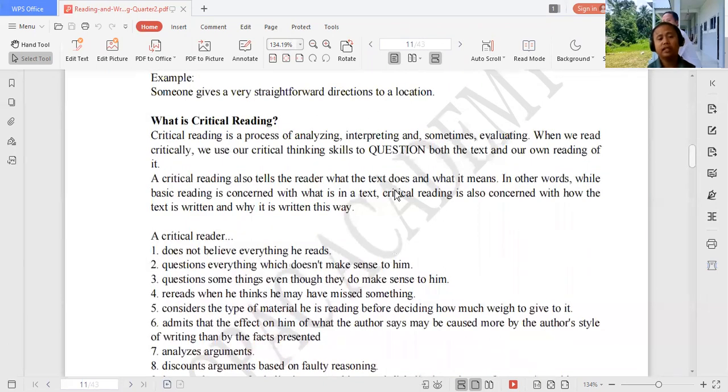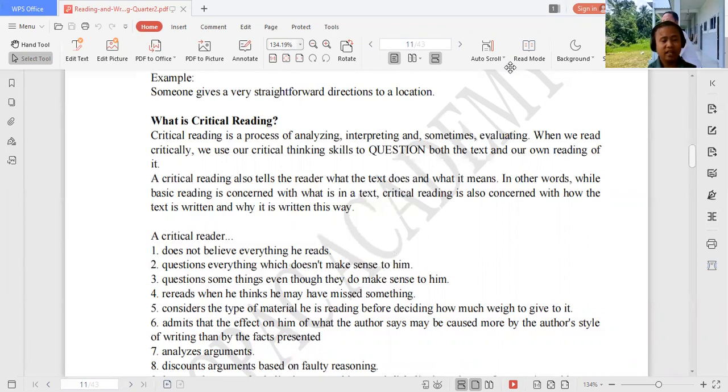What is critical reading? A critical reading is a process of analyzing, interpreting, and sometimes evaluating. All right. So when we read critically, we use our critical thinking skills to question both the text and our own reading of it. A critical reading also tells the reader what a text does and what it means. In other words, while basic reading is concerned with what is in a text, critical reading is also concerned with how the text is written and why it is written in this way.